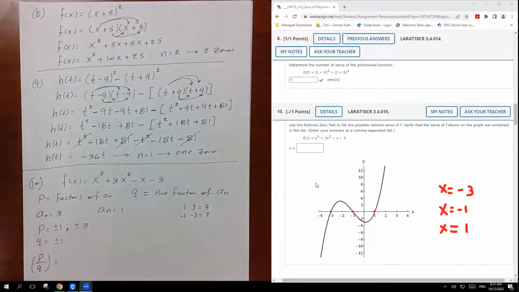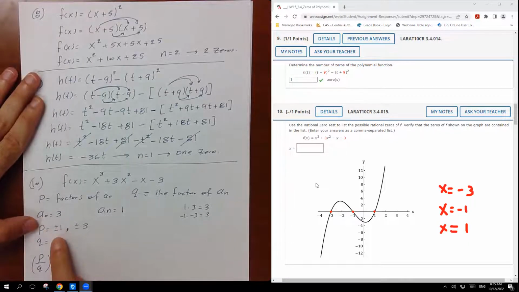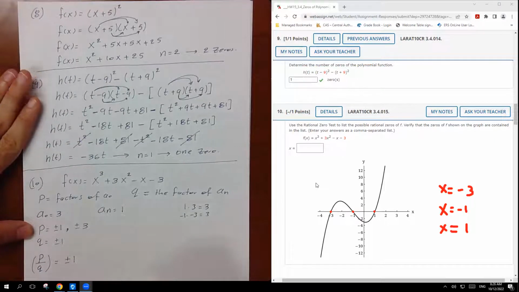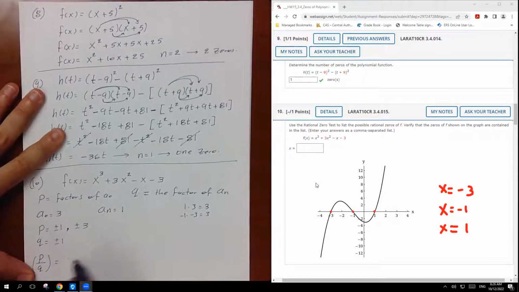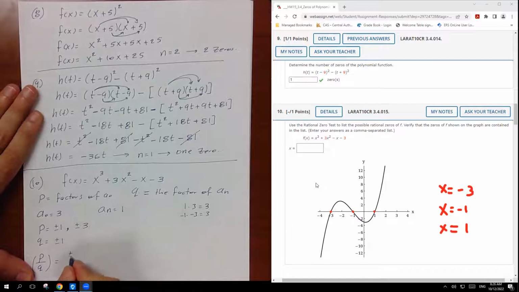So I'm going to start. Plus or minus 1 divided by plus or minus 1 is going to be the same thing, plus or minus 1. I'm dividing this one by this one. You can write down here the result. 1 divided by 1, positive divided by positive is going to be positive. Positive divided by negative is going to be negative. So the result is going to be plus or minus 1.